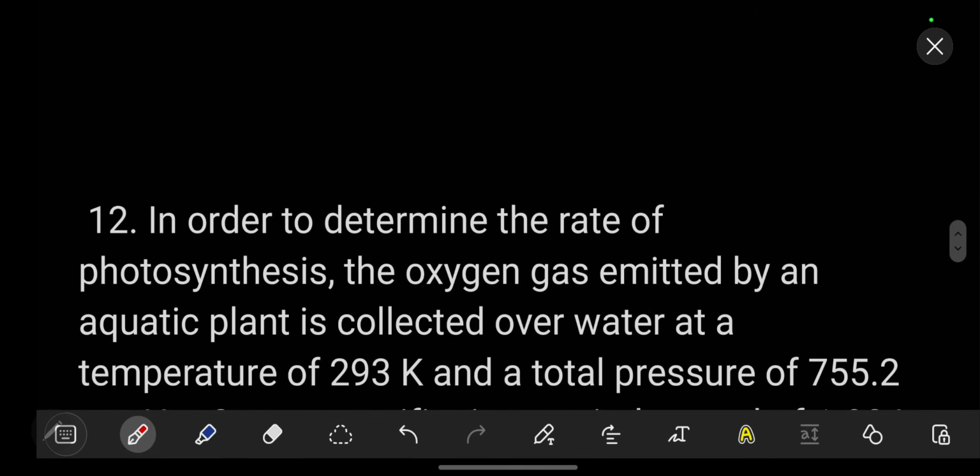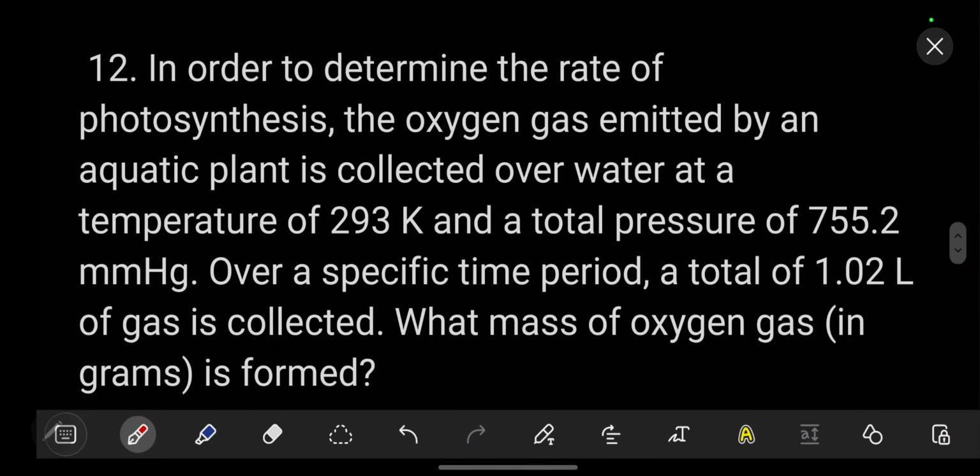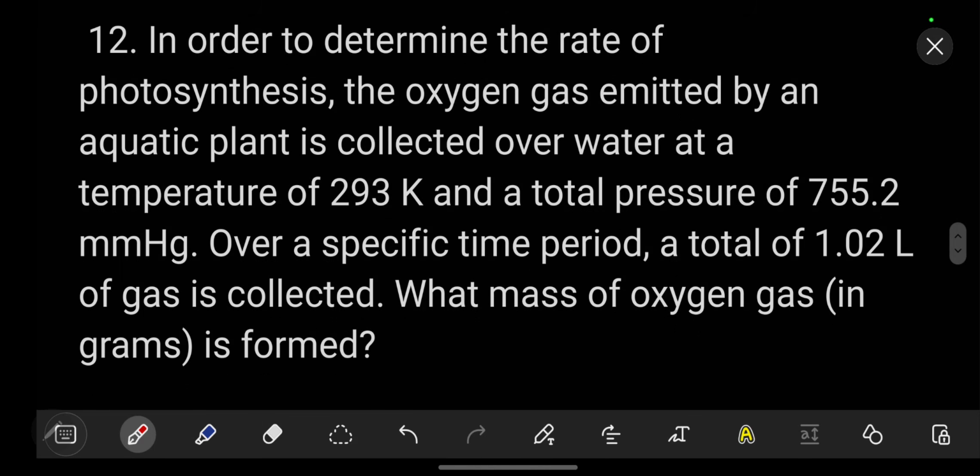Let's look at our question number 12. According to question number 12, in order to determine the rate of photosynthesis, the oxygen gas emitted by the aquatic plant is collected over water at a temperature of 293 kelvins and a total pressure of 755.2 millimeters of mercury over a specific time period. A total of 1.02 liters of gas is collected. What mass of oxygen gas in grams is formed?